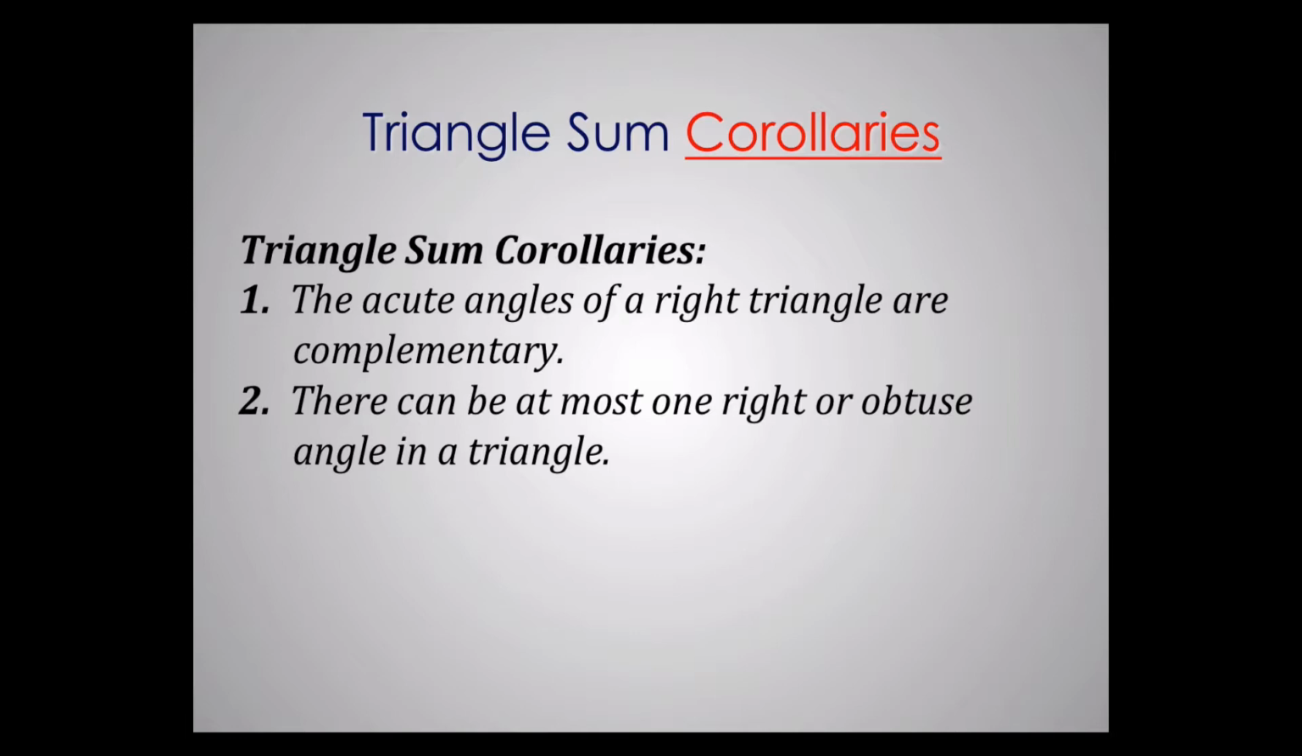Number two, is that also fairly obvious now? What happens if you have two right angles in a triangle? Then you ain't got a triangle. You got two parallel lines.